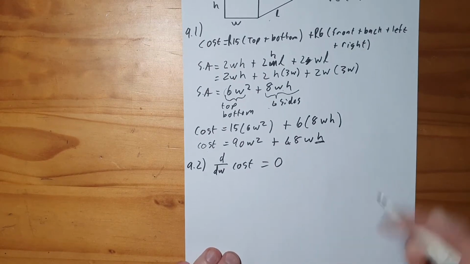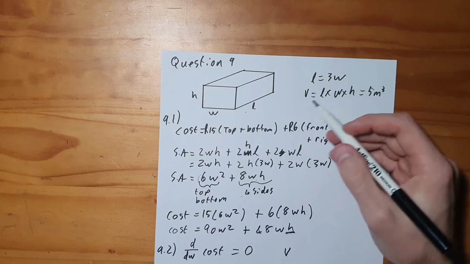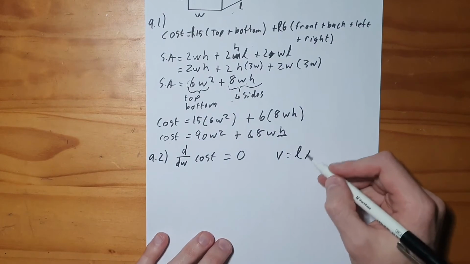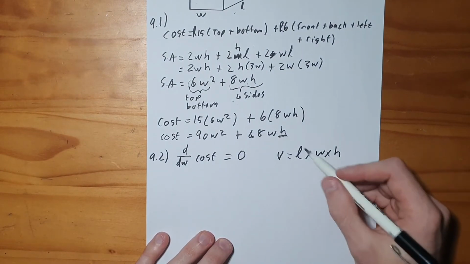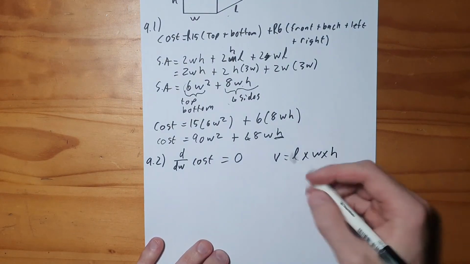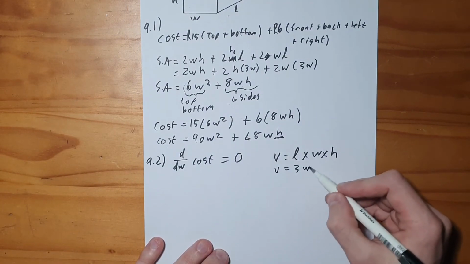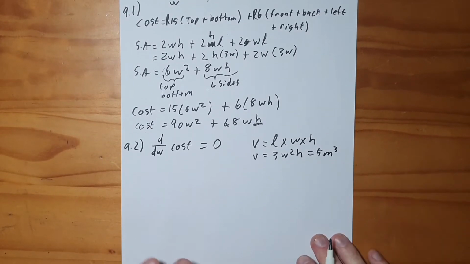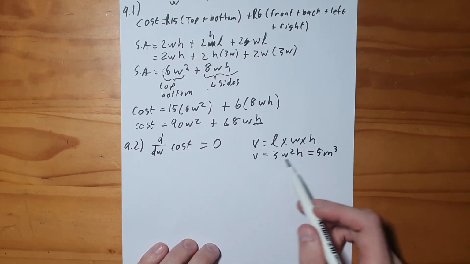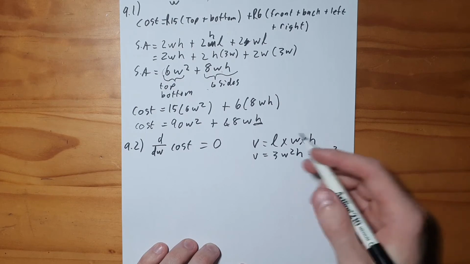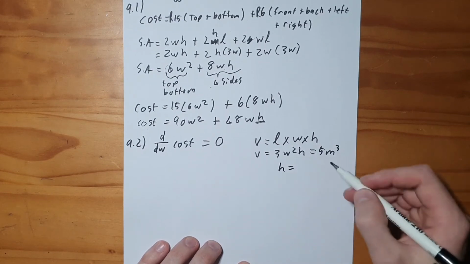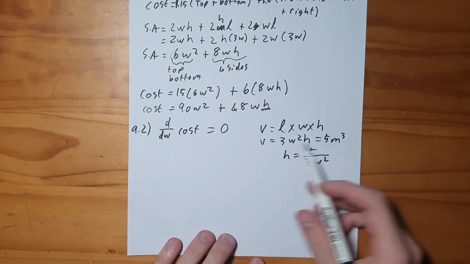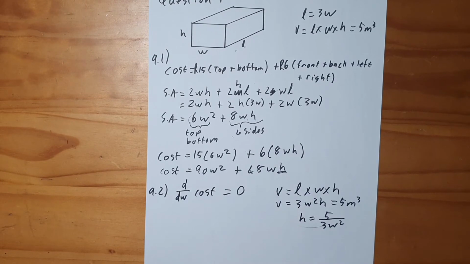But we also know that they've given us the volume. The volume up here they've given us, and the volume we know is equal to length times width times height. We know that the length is equal to 3 times the width, so therefore the volume is equal to 3w squared times h, and that's all equal to 5 meters cubed. Now we can write this in terms of h, and then we'll have an expression for h over here, which we can then substitute in. So h is going to equal 5 divided by 3w squared. Now that I have this, I can substitute it into my cost formula and I can take the derivative.